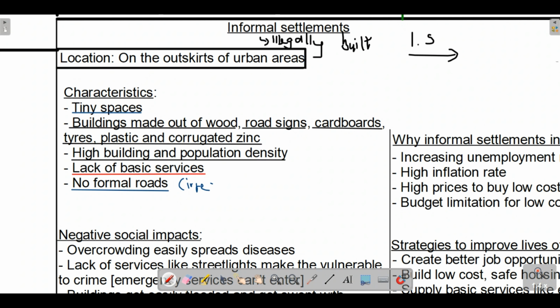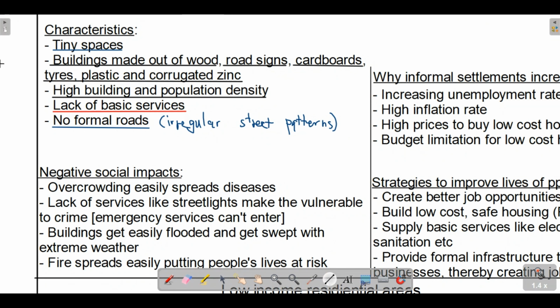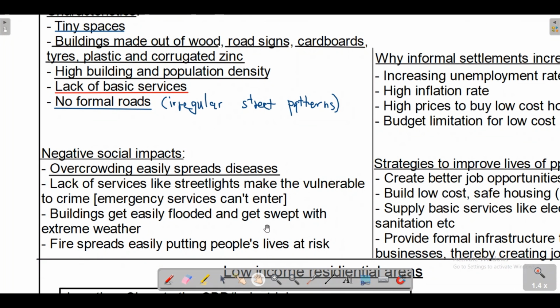Now, because people live in these tiny spaces under these very unhealthy conditions, and because a lot of people live there, you find out that even in one particular building, there's like 5 people living in a very small shelter, right? So this causes overcrowding, right? And overcrowding easily spreads diseases. So if there's any outbreak of a disease, it's the poor people that are going to be affected because they live close to each other. There's many people that live in one single building.